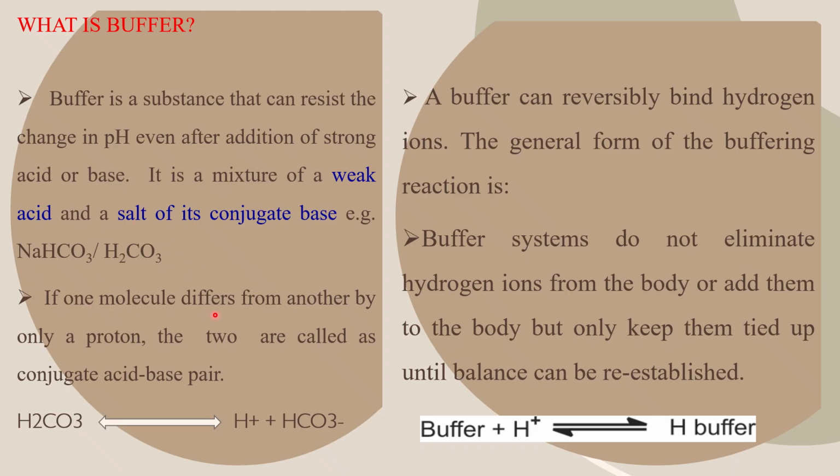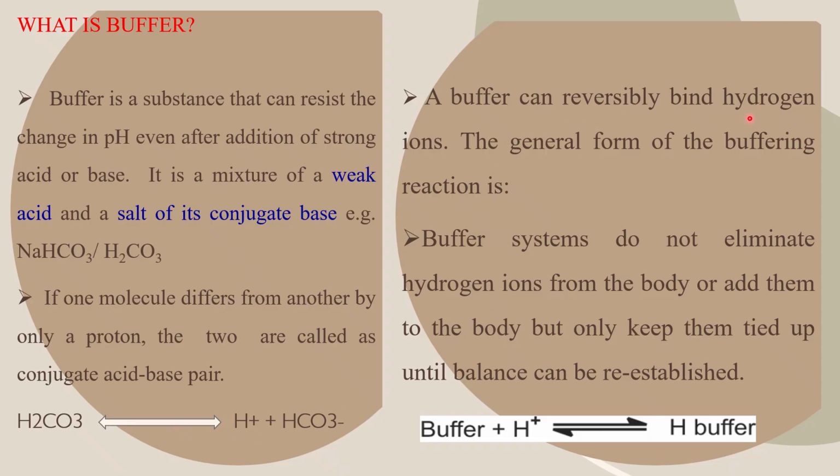If one molecule differs from another by only one proton, the two are called a conjugate acid-base pair. Suppose in water there is carbonic acid and this sodium salt is broken up into sodium plus and bicarbonate ion. So this bicarbonate is the conjugate base of carbonic acid. In water, carbonic acid dissociates into H plus and HCO3 minus ions. So HCO3 is the conjugate base of carbonic acid. It differs by one proton, right?